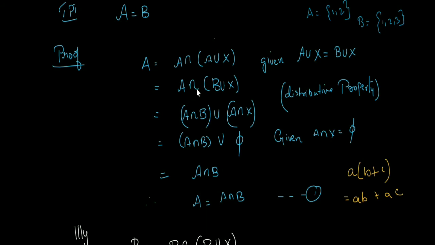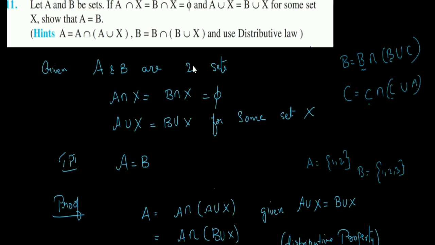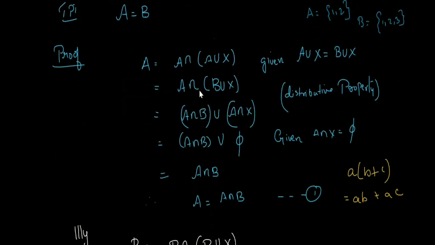So you get A intersection B, the union sign will come in the middle, A intersection X. The same thing here, plus in the middle, A intersection B union A intersection X. But again it is given A intersection X is equal to empty set. So substitute A intersection X as empty set. Now A intersection B union empty set. So once again, when you find the union of these two sets, you get A intersection B as the answer.